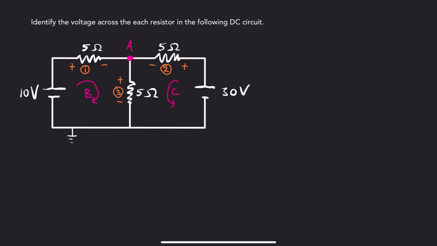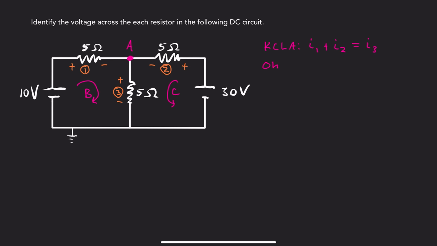Now I'll start by writing the KCL equation. Kirchhoff's current law at A states that I1 plus I2, the currents flowing into node A, is equal to I3, the current flowing out of node A.